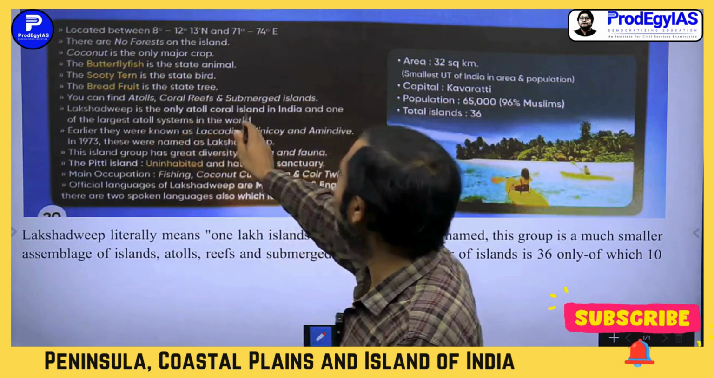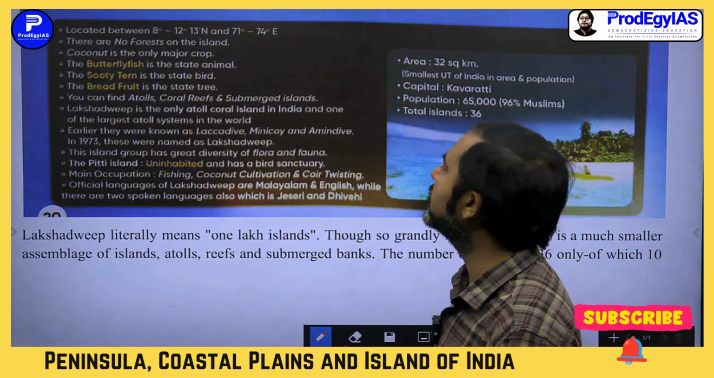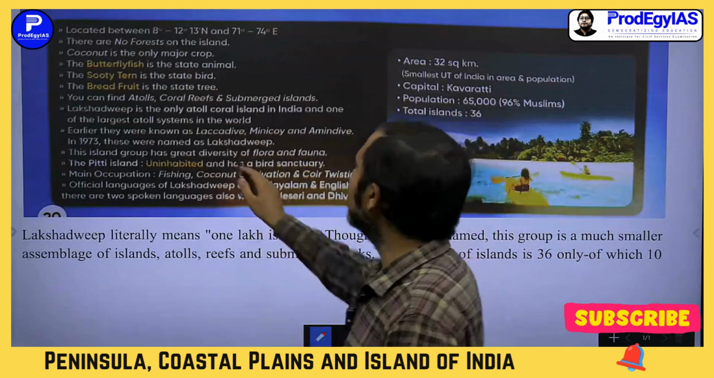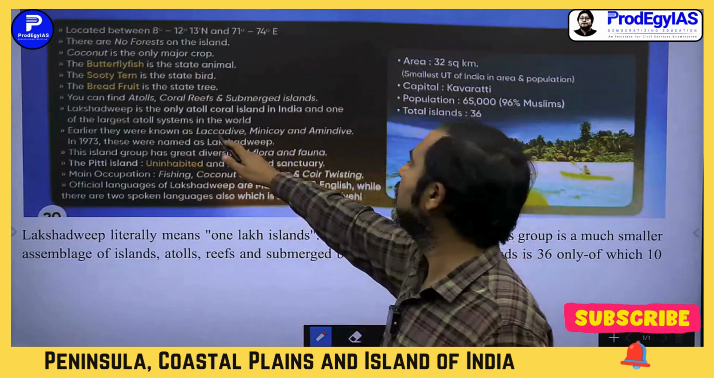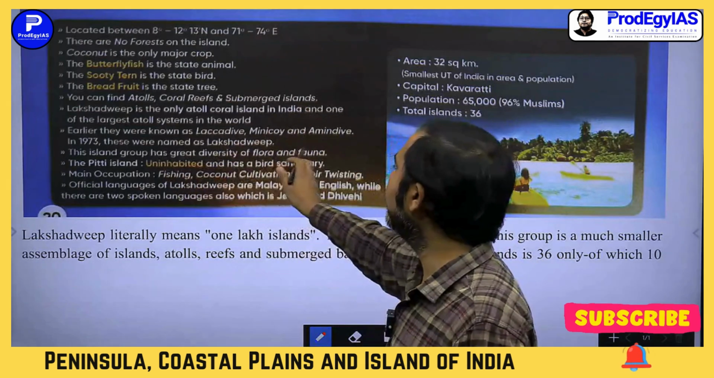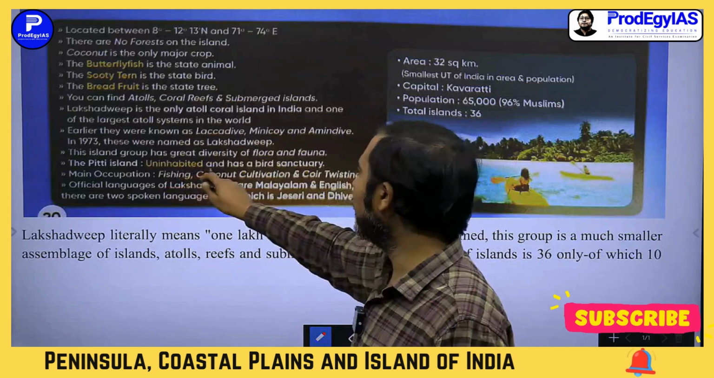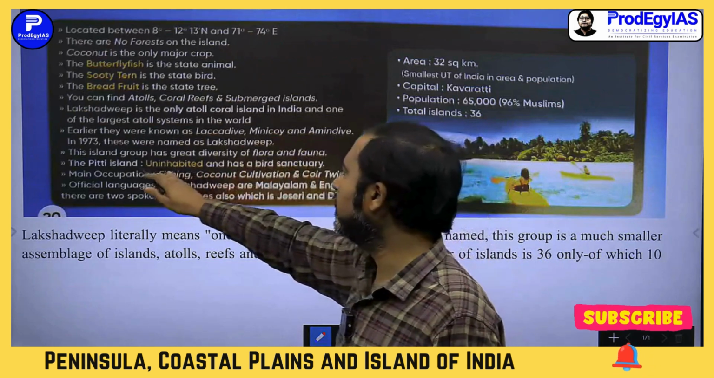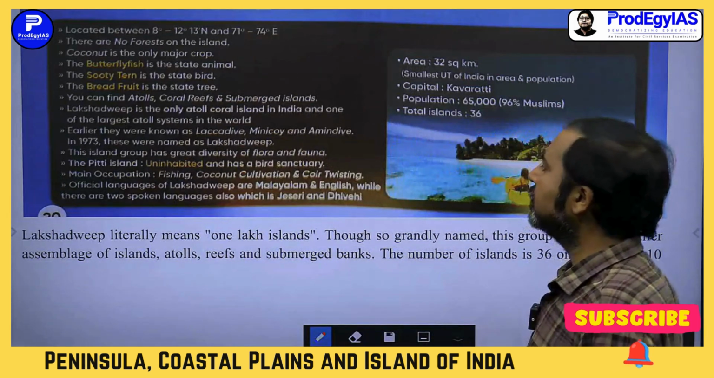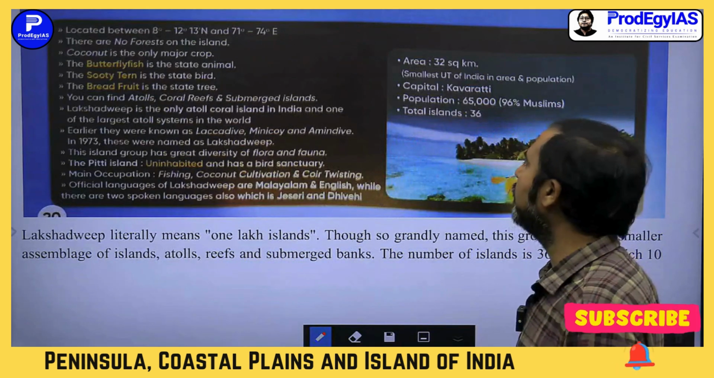Lakshadweep is the only atoll and coral island group in India and one of the largest atoll systems in the world. Earlier they were known as Laccadive, Minicoy, and Amindivi. In 1973 they were named Lakshadweep. This island group has great diversity of flora and fauna. Pitti Island, an uninhabited island, has a bird sanctuary. Main occupations are fishing, coconut cultivation, coir making, and tourism. Official languages are Malayalam and English.